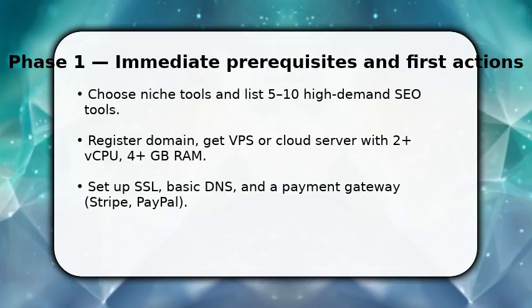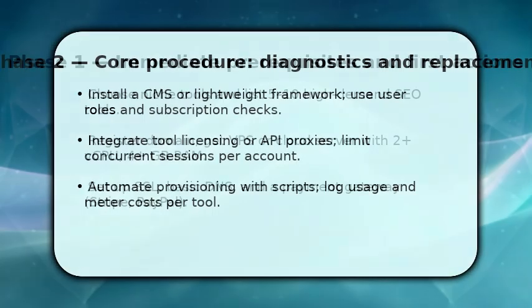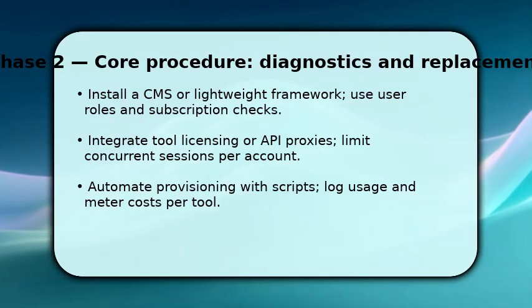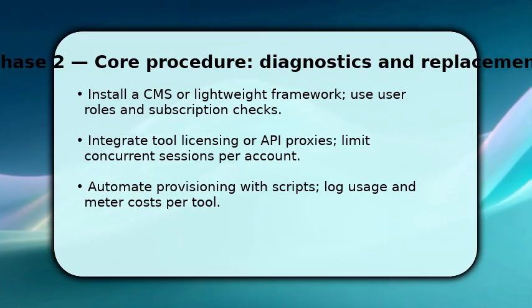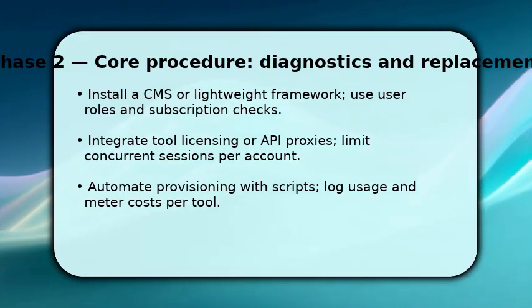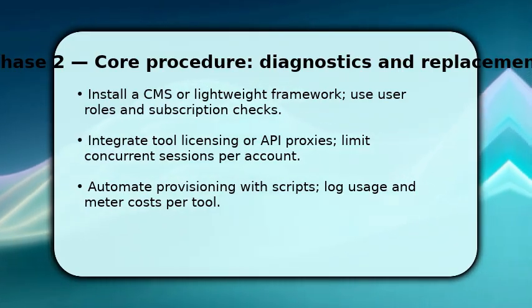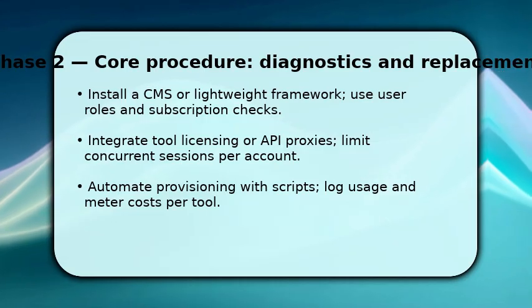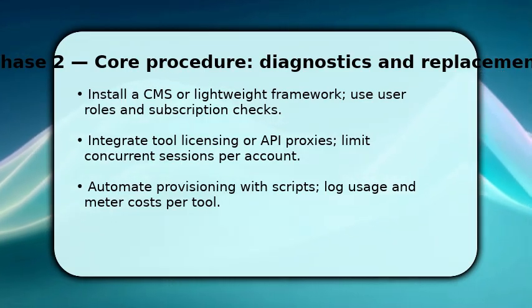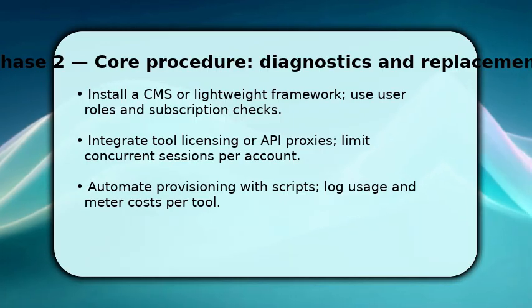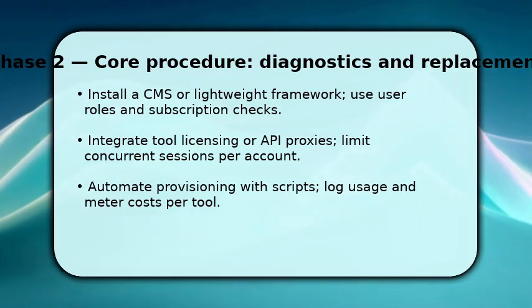You now assemble the middle, deploy a CMS or minimal web framework, and implement user roles with subscription validation. This controls who gets access. Then create API proxies or licensing wrappers around each SEO tool so you can forward requests while preserving tool limits. Make sure to cap concurrent sessions per account.